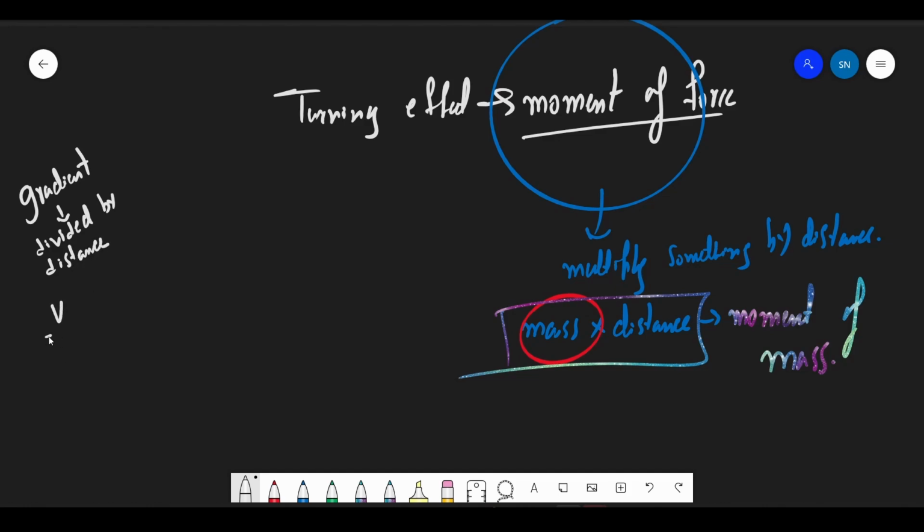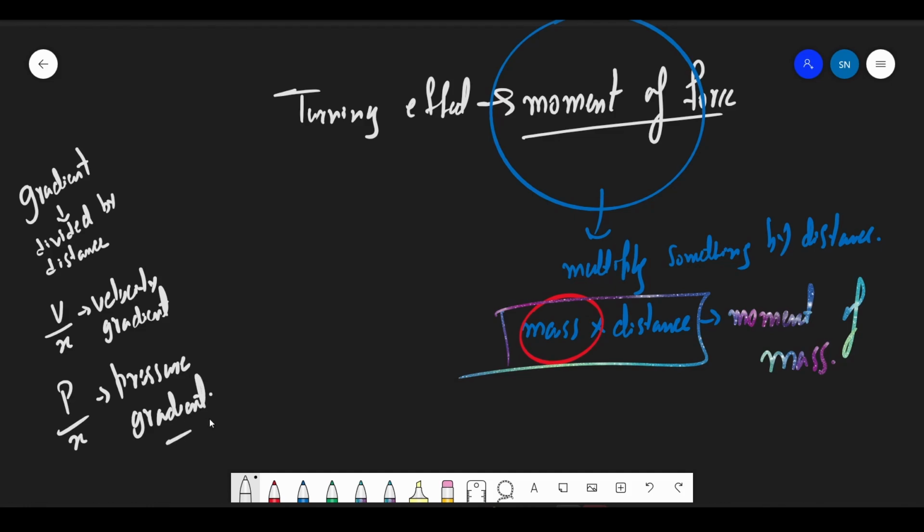Say for example, velocity is divided by distance. So we'll call it velocity gradient. Now say for example, pressure is divided by the distance or the height. We call it the pressure gradient. Don't we say that the pressure gradient in atmospheric physics drops as we go higher? So the pressure gradient at mountains is low because of the distance. When pressure or velocity changes with respect to distance, we call it the gradient of that quantity. Is it clear?